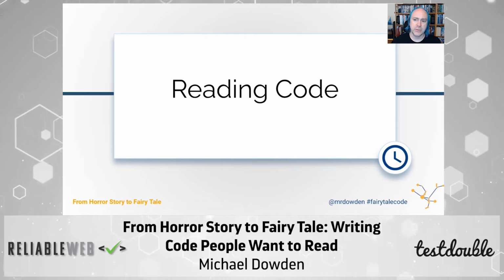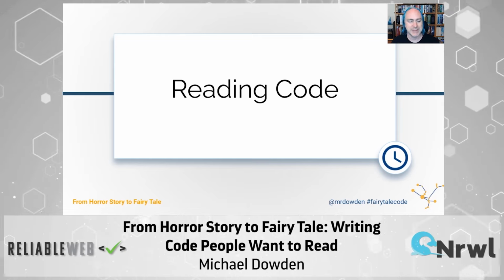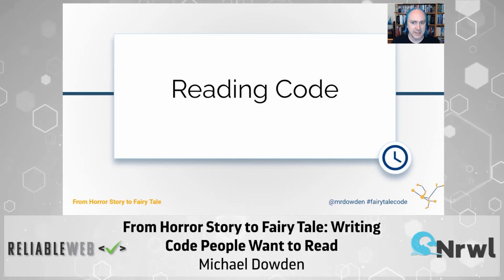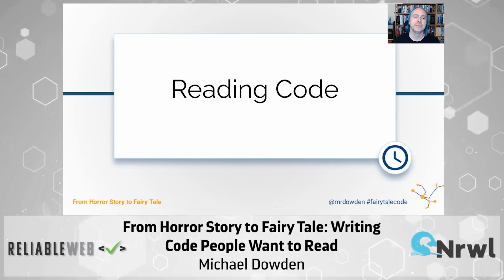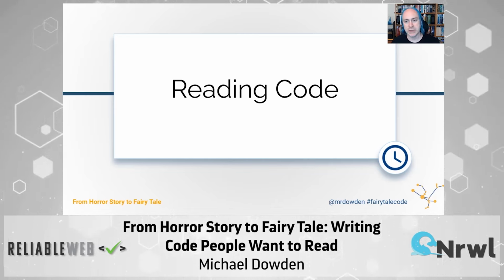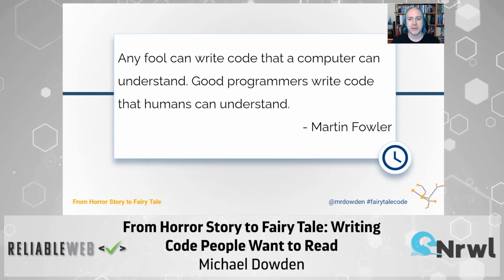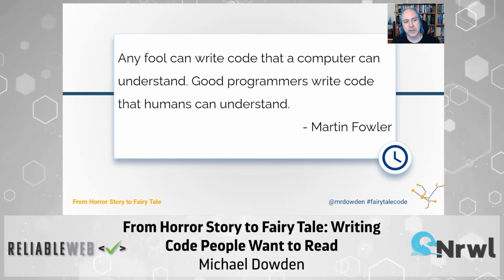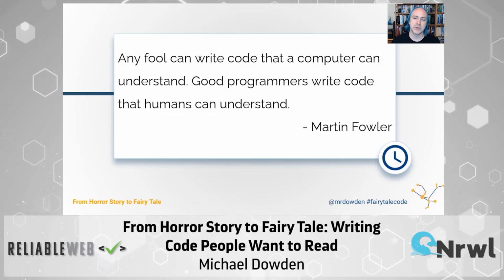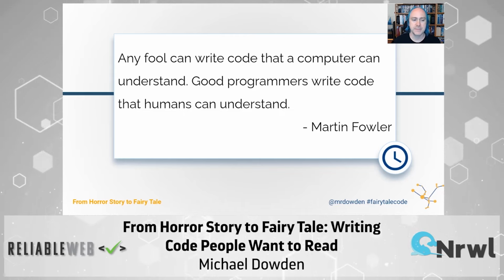Any code of your own that you haven't looked at for 6 or more months might as well have been written by somebody else. And that is known as Eggleson's Law. These are things that we need to keep in mind when we talk about reading code. It's a quote from Martin Fowler. Any fool can write code that a computer can understand, but good programmers write code that humans can understand.